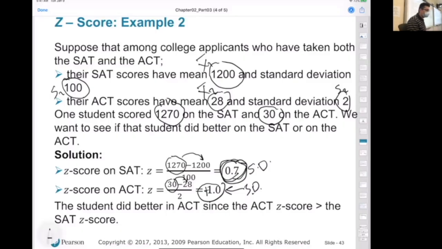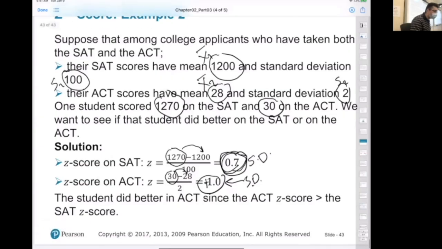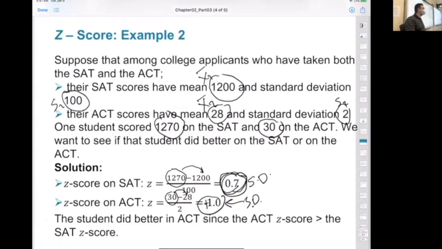Okay, guys. As I said to you, this is a very nice example. It shows you how to compare two different values in two different groups with two different means. So this is the end of chapter number 2, part 3.